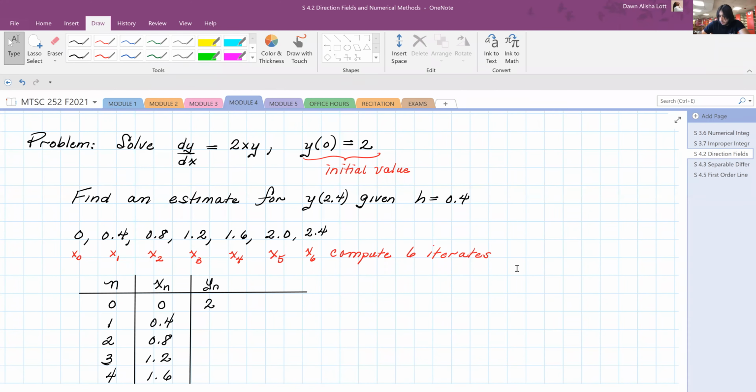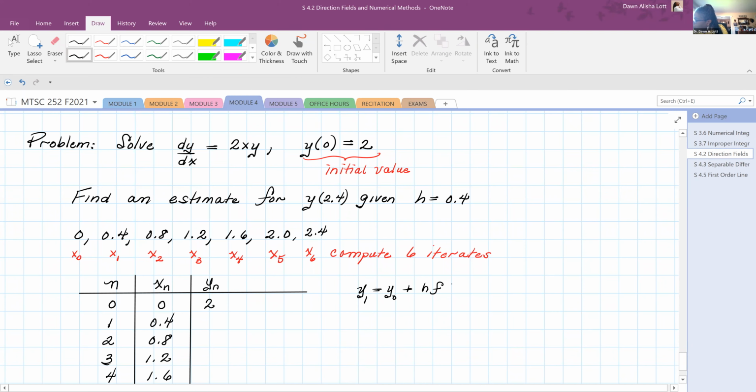Would it be the y1 equals y0 plus h? That one? Okay, that's the formula to help me find. Okay, so that's a good start. Y1 is equal to y0 plus h times f of x0, y0. I don't know what f is. What's f? Somebody help me. How do I find f?